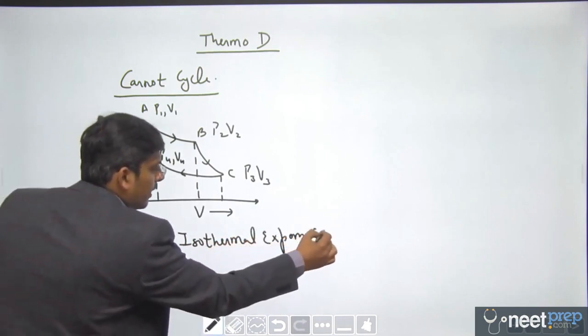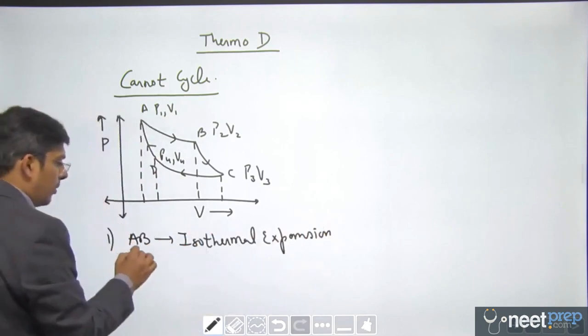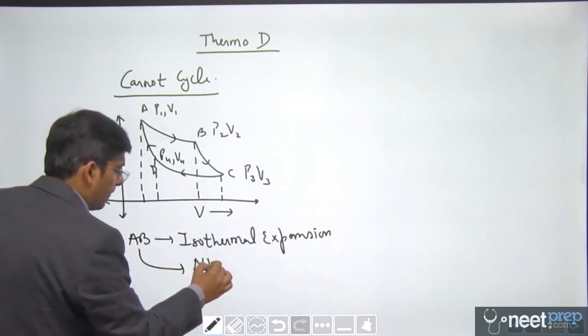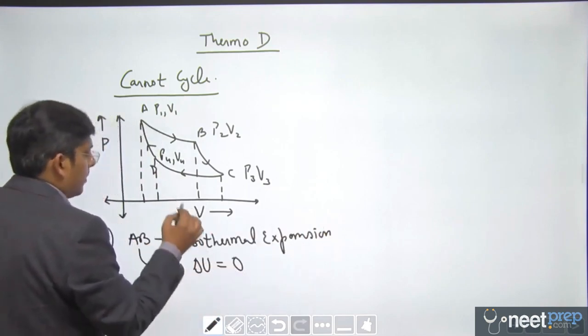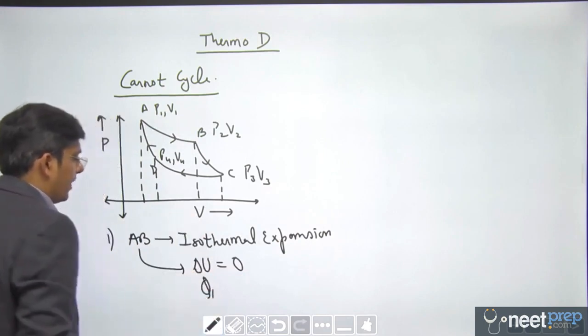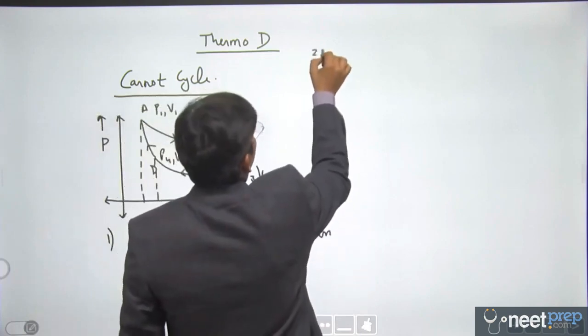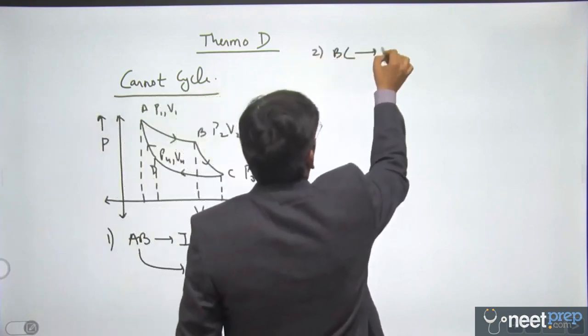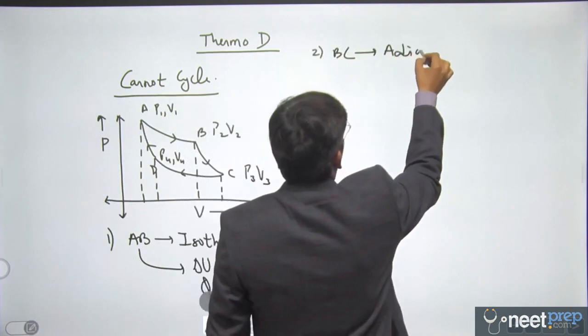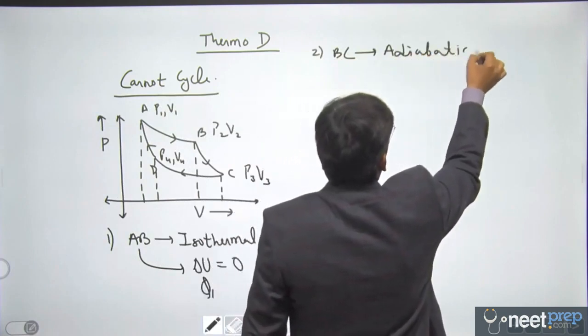Let us assume that during the isothermal process the change in internal energy is 0, right? And the heat absorbed by the system is Q1, okay? Now BC is basically adiabatic expansion. BC is adiabatic expansion, right?